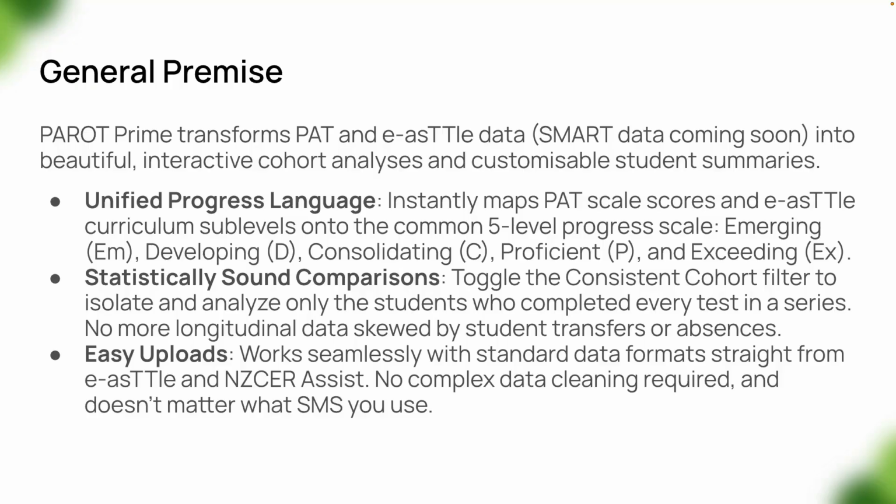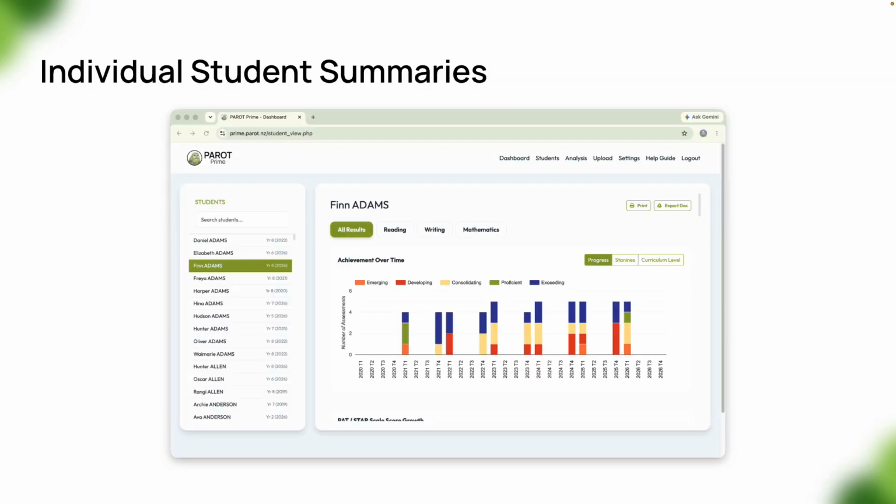You can also look at how your year fives did last year and then your year fives this year, and see what trends there are there as well. It's completely independent of whatever SMS you're using. It takes the data straight from ASTL and NCER Assist, and it'll take the data from Smart, hopefully by the end of the weekend. It can give you an individual summary of the students.